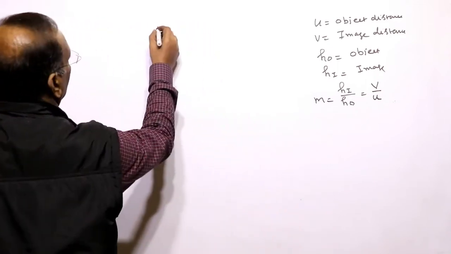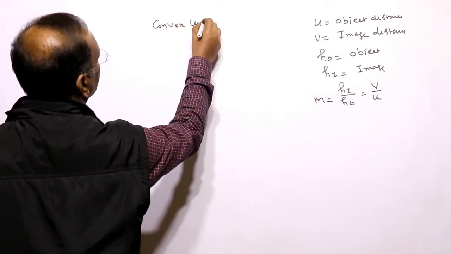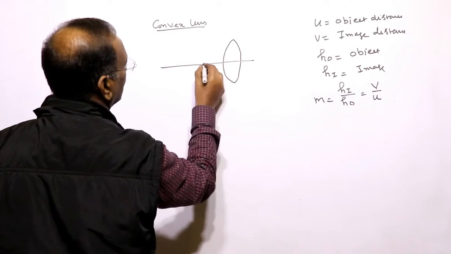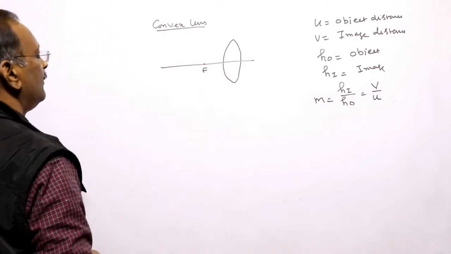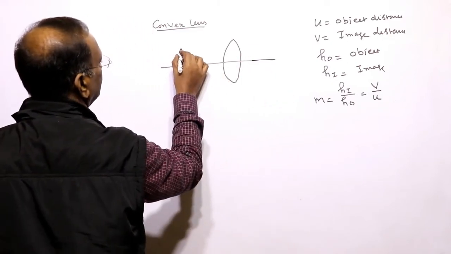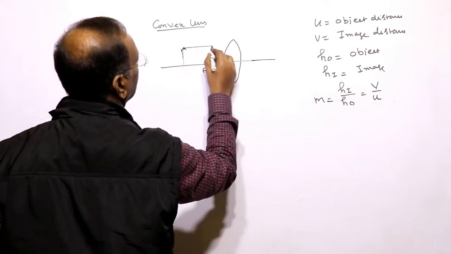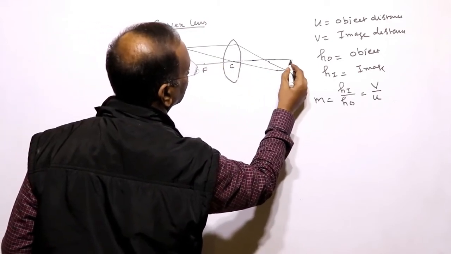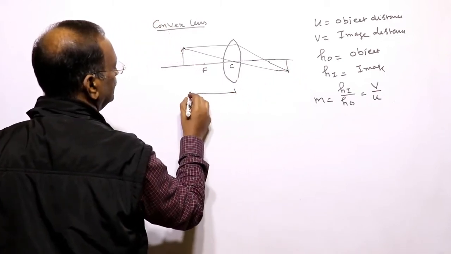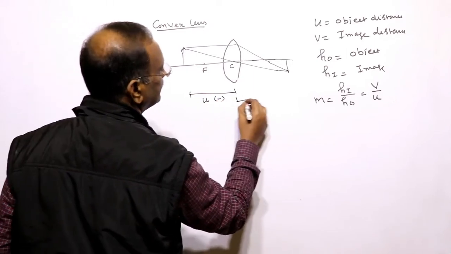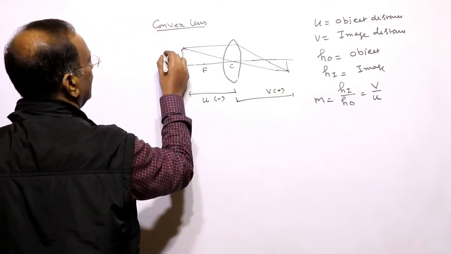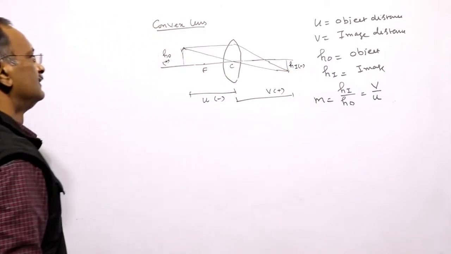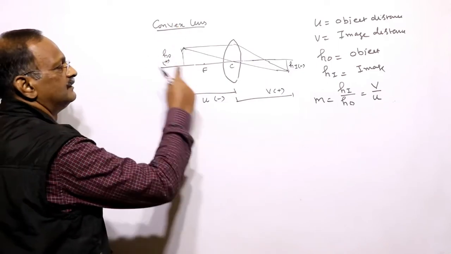So as we know, for a convex lens, when the object is kept at a finite distance beyond the focus, suppose say we keep it here, beyond the focus, the object, one ray will come like this and it will go through the focus, another ray will go through the optic center C, and they both will intersect at a point, and this distance of object is, this is object distance which is negative, this is image distance which is positive, and this is height of object which is positive, this is height of image which is negative. So we know, since the height is above the principal axis, it is positive, this is negative.